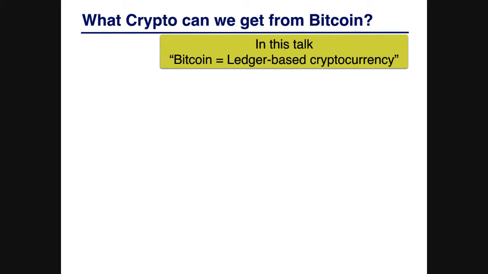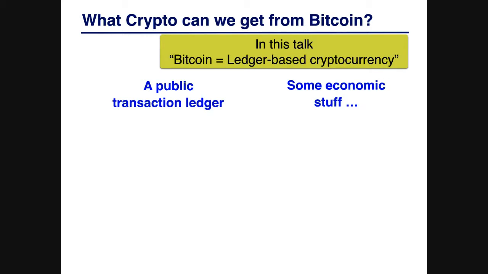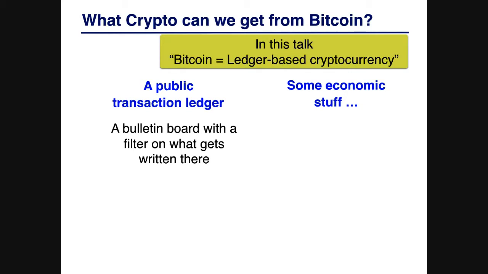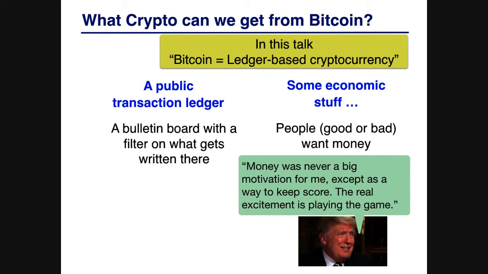The two main functions of such a cryptocurrency are a public transaction ledger, which can be thought of as a bulletin board with a filter of what can go in, and some economic stuff that we understand way less than the transaction ledger. They mainly have to do with the fact that there is some monetary value in the contents of the ledger, and people, whether good or adversarial, want to make money. This is based on a basic principle of economic theory that when it comes to money, people are rational. Of course, there are exceptions to this rule, but in general it is a good rule.